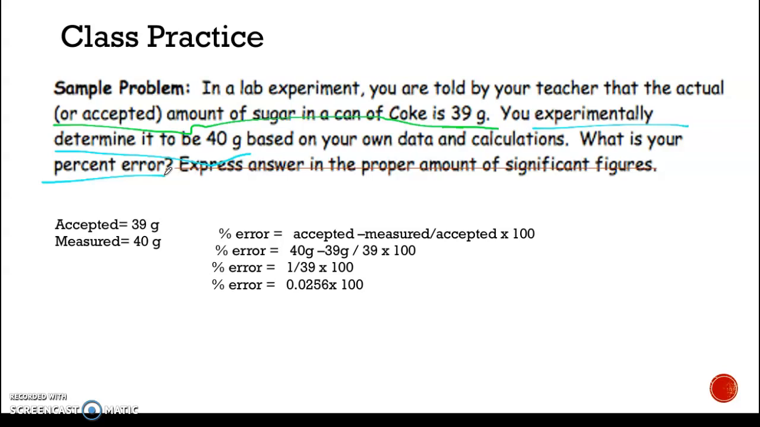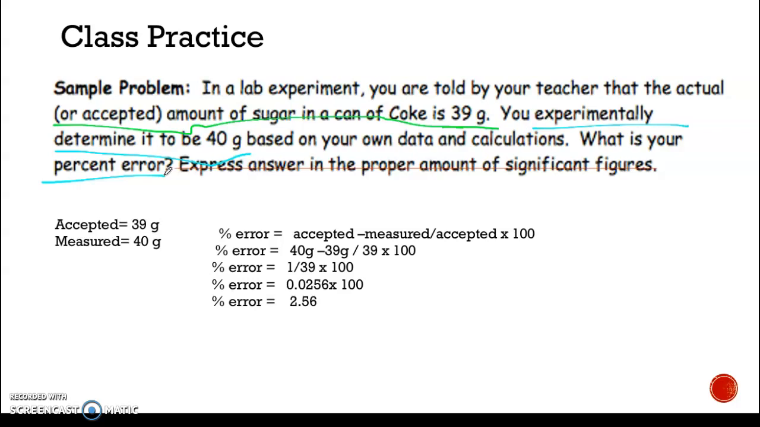I want you to stop at 3 to 4 decimal places. Do not write the whole number, just 3 to 4 decimal places. Times 100. And obviously when we multiply by 100, some of you can do this in your head, some of you can't. That's perfectly fine. Use the calculator. You're going to need it. And you get 2.56 as our percent error.